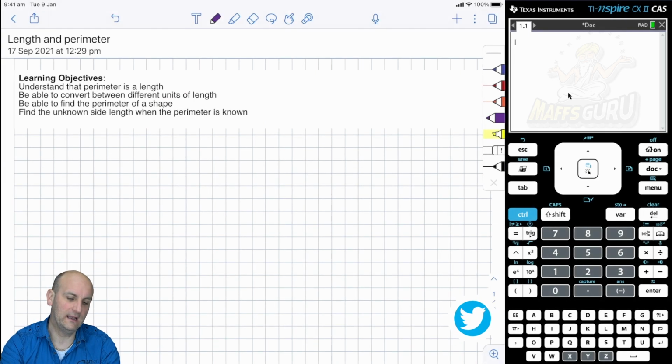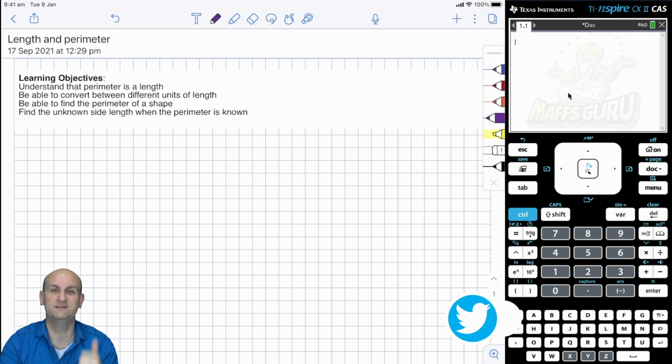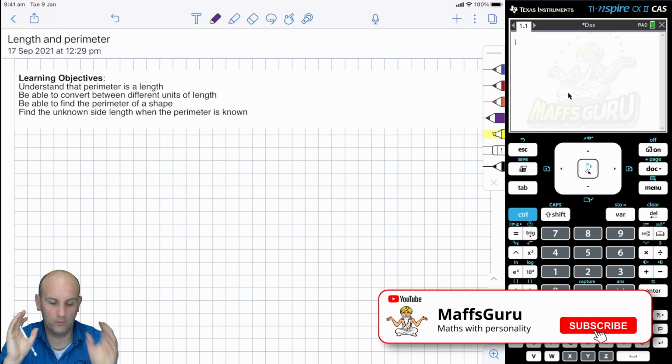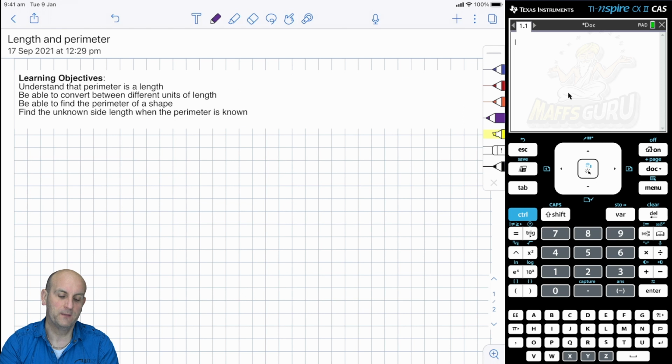What are we doing today? Length and perimeter. We're going to look at understanding that perimeter is basically a length. It's one-dimensional, and it has units and all those exciting things. Convert different units of lengths, probably leave that towards the end. Be able to find the perimeter of a shape and then find the unknown side length when given a perimeter.